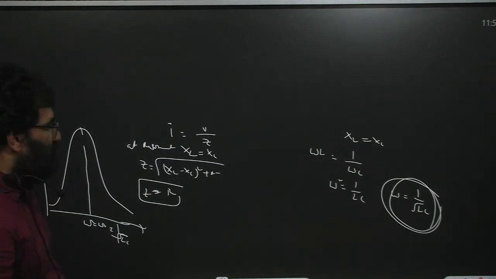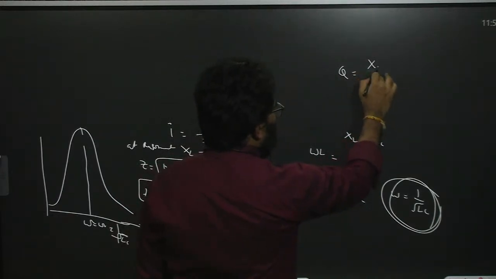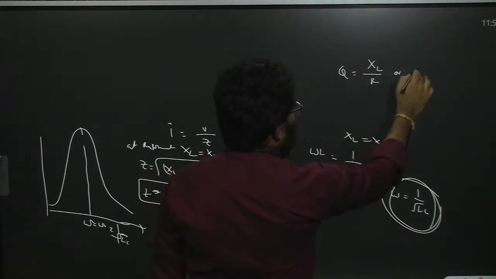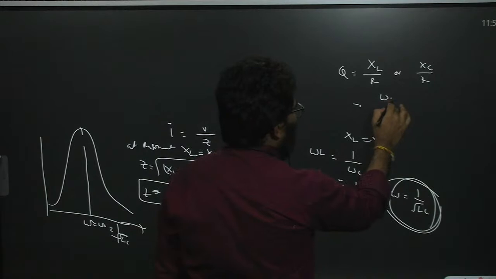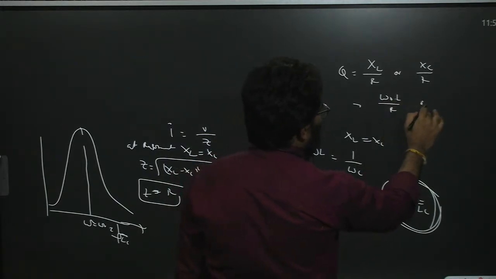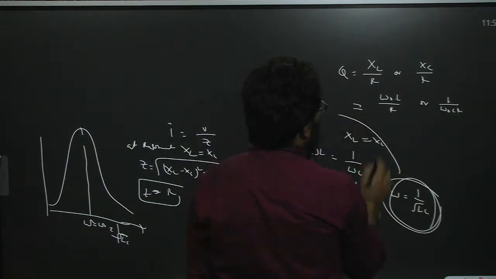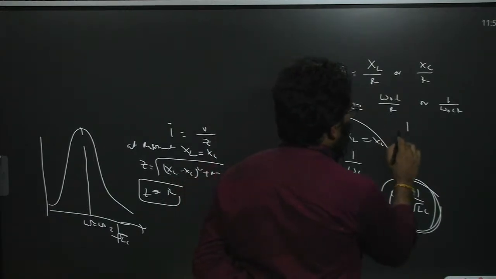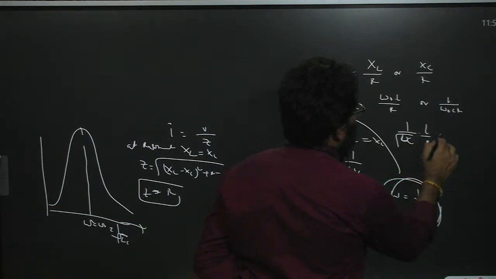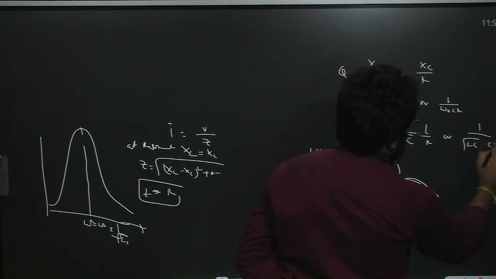Quality factor is defined as XL by R or XC by R at resonance frequency. So XL is omega naught L by R, or 1 by omega naught CR. Quality means XL by R at resonance: 1 by root LC into L by R, or 1 by root LC into CR.